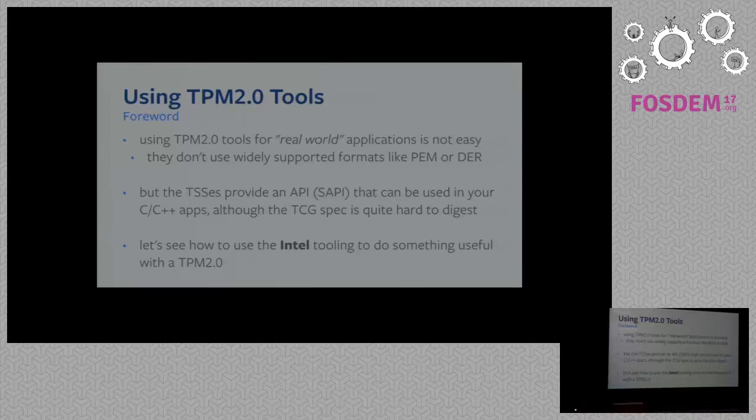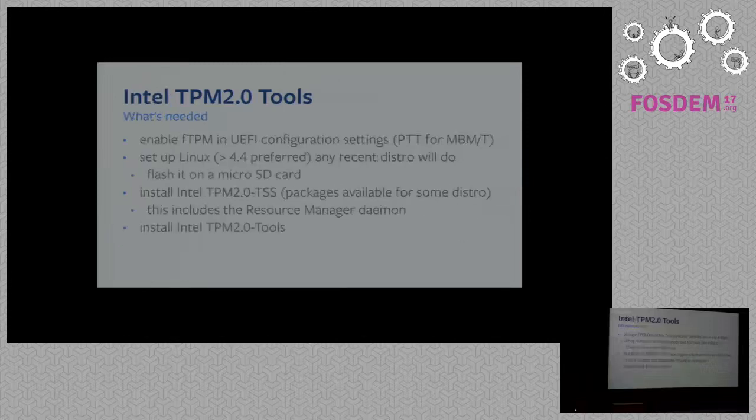They implement what is called in the specification the system API, which can be used to build your own C++ application, although the specification is quite hard to digest. So what I'm showing here is pretty hacky, but of course there are cleaner ways to do that, but it's not easy. So in order to use the Minnowboard Max to do what I'm showing, we need to enable the firmware TPM, as I mentioned. We need to set up a Linux distribution. Any recent distribution will do, but you need at least kernel 4.4.